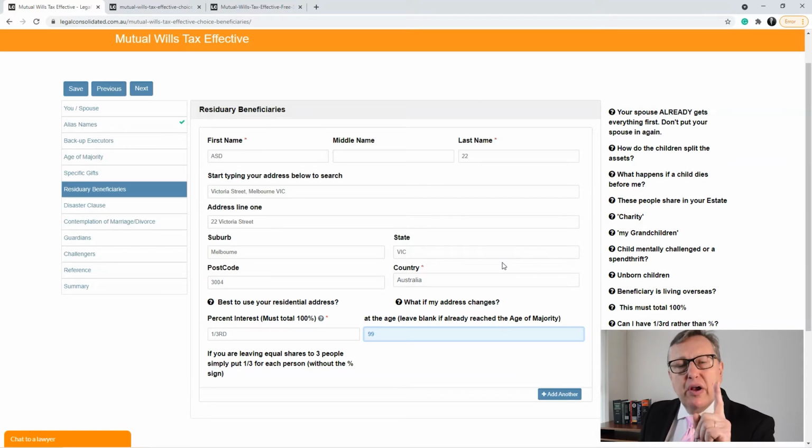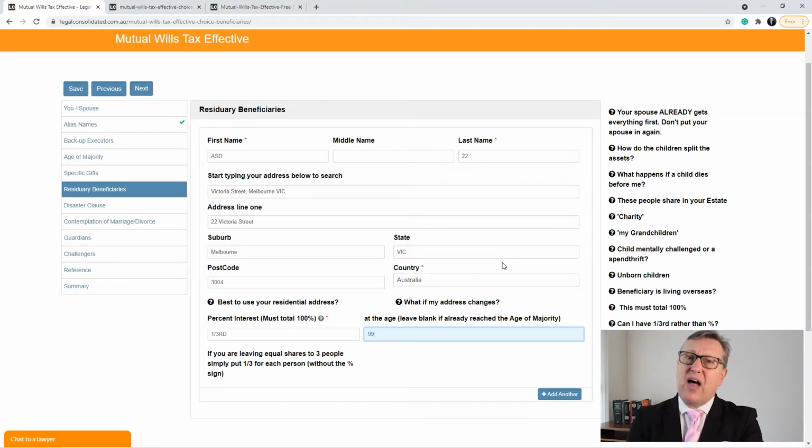But we are going to increase the age of majority for that vulnerable child to 99 years of age. Now, what does this mean? This means that 1/3 of your estate is now kept in a trust account under the control of who? Under the control of the executors. Oh, but Professor Davies, that means the alcoholic child is one of the 3 people in control of the money.